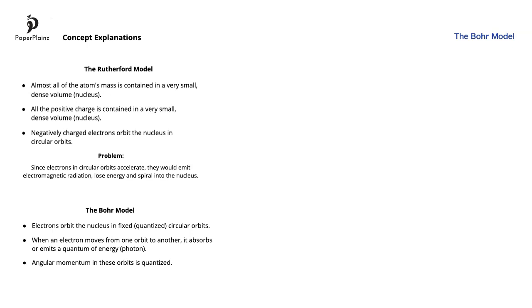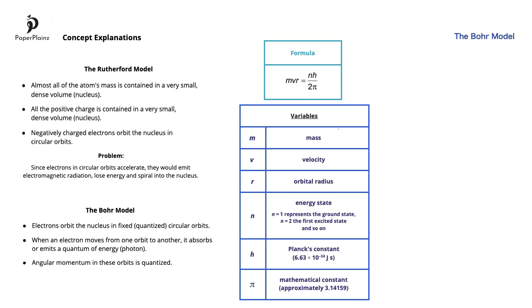The formula in the IB Physics data booklet that can be used to calculate the angular momentum in different orbits looks like this. Here are the variables that are present in this formula. mvr on the left-hand side of the equation is defined as angular momentum.